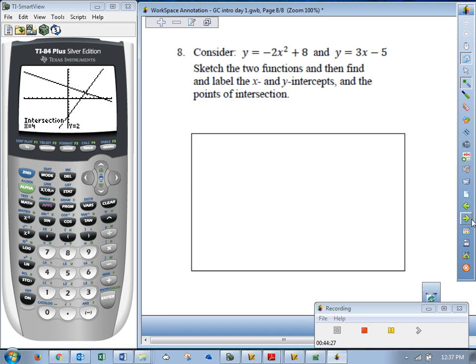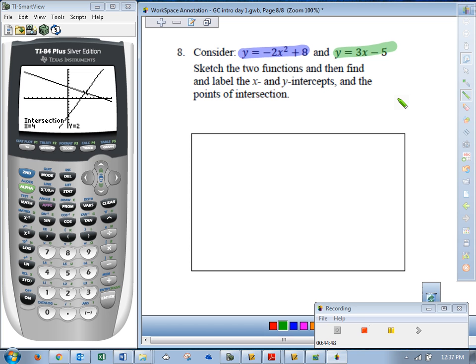Let's skip 7 and go to 8 and call this the last one of the day. Think before we punch, though. We're going to number 8, which is the very last one here. Two different colors. First one, blue. Second one, green.